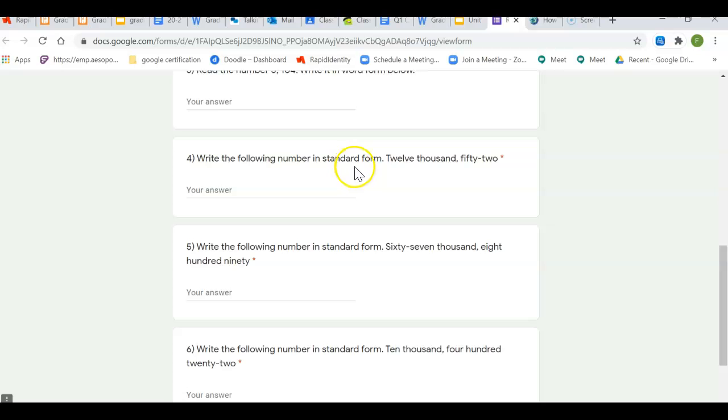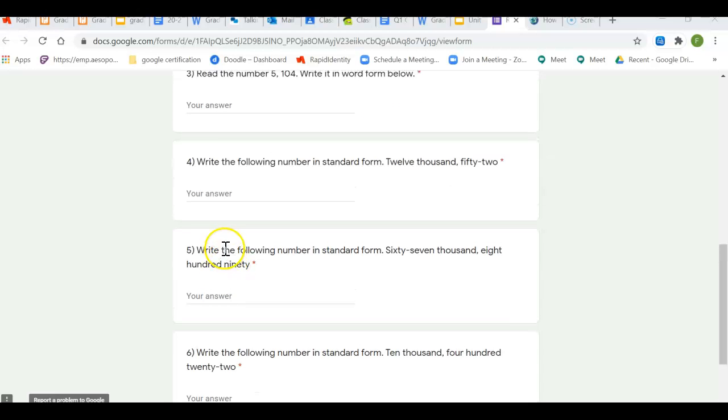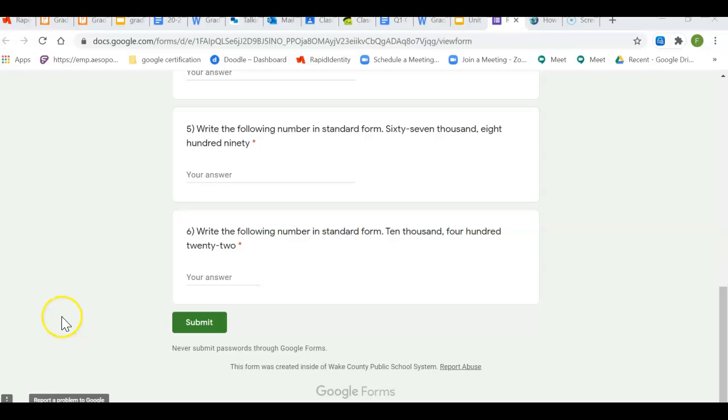And number 4, write the following number in standard form, 12,052. Okay. And standard form is basically you're just going to write it in numerals. So standard form is the same as writing it in numeral form, just the numbers themselves. And here you got write the following number in standard form, 10,422. You're just going to write it in the number form, which is the same as standard form. And if you need to go back to any of the previous slides or check in your notes to see how we practiced them, then I want you to go back.